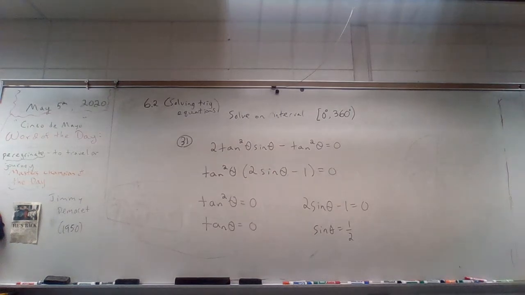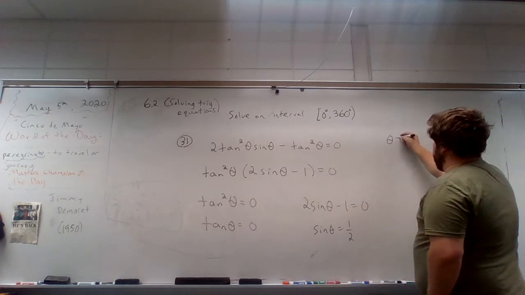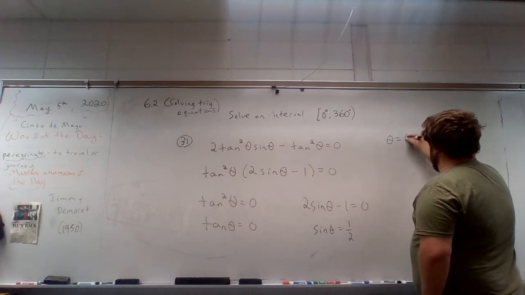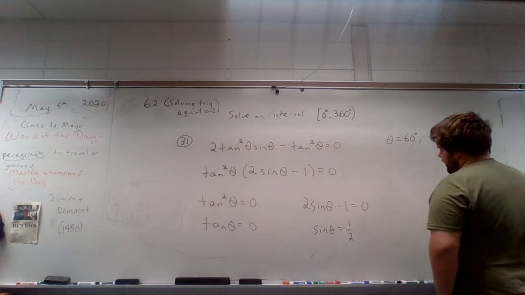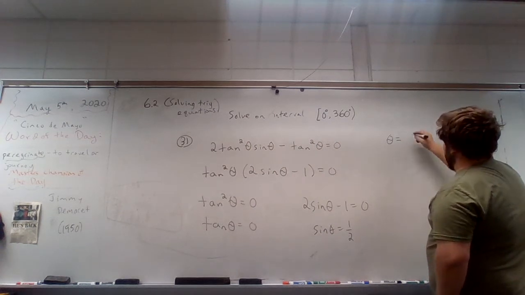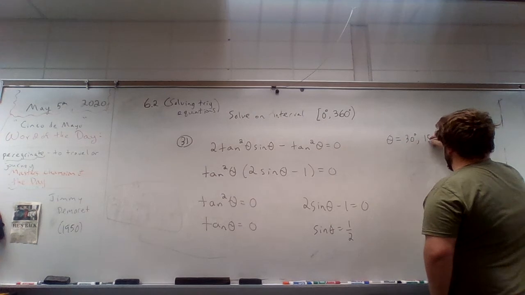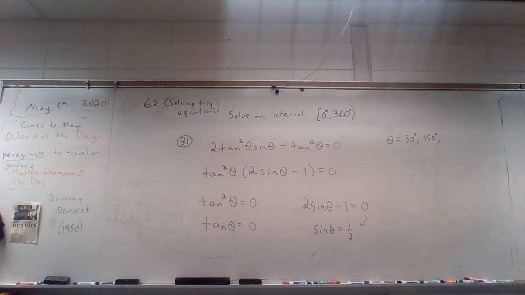So pause it. I want you to think about when the tangent's going to be 0. When is the sine going to be 1/2 on this interval? And I'll write down what they are here. So you got 60 degrees. Sorry, not 60. Sorry, 30 degrees. And you got 150 degrees. That would solve this one. What is going to solve when the tangent is 0?